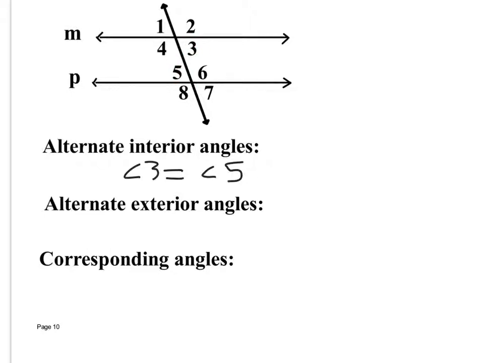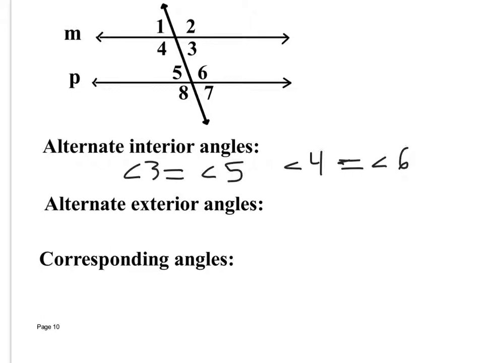The other alternate interior angles would be angle 4 and angle 6. They're congruent to each other. They're equal to each other. Right. And you can tell just by looking at the angle shape, right, it's the same.